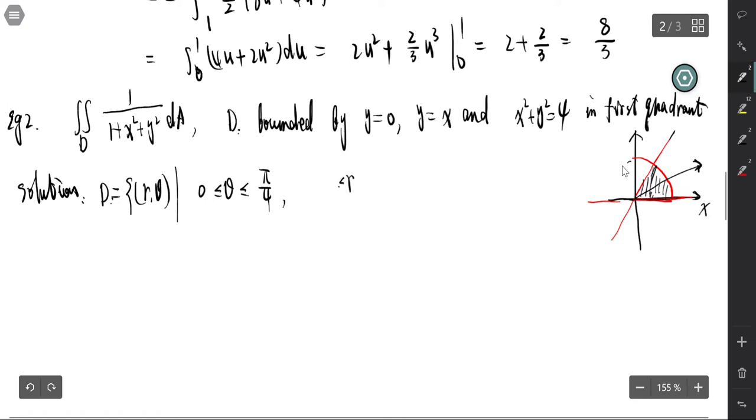And r starts from the origin. The origin is at the boundary of the region, so the lower limit for r is zero. The inner curve is just this point. And the outer curve is x squared plus y squared equals 4, which we can write in polar coordinates as r equals 2. So the upper limit for r is 2. So the double integral is very simple in polar coordinates.